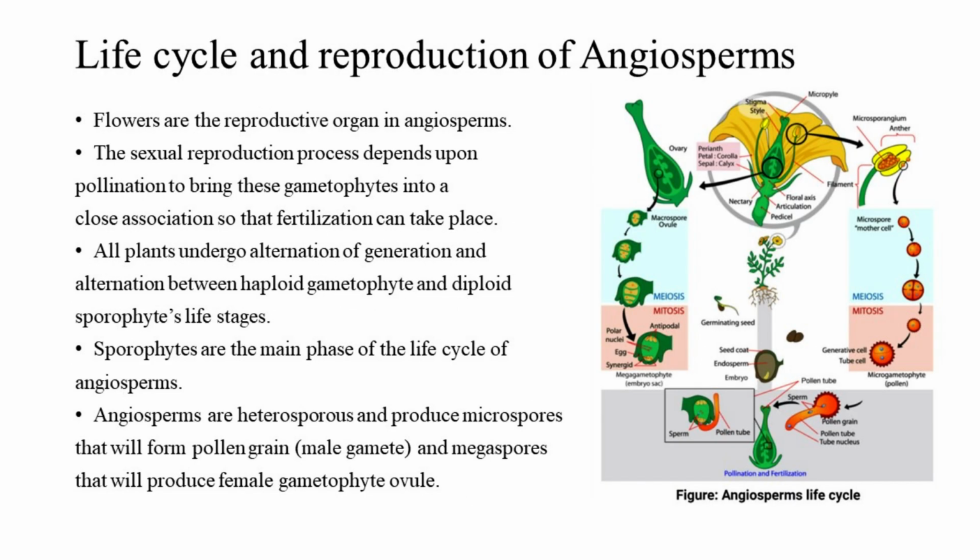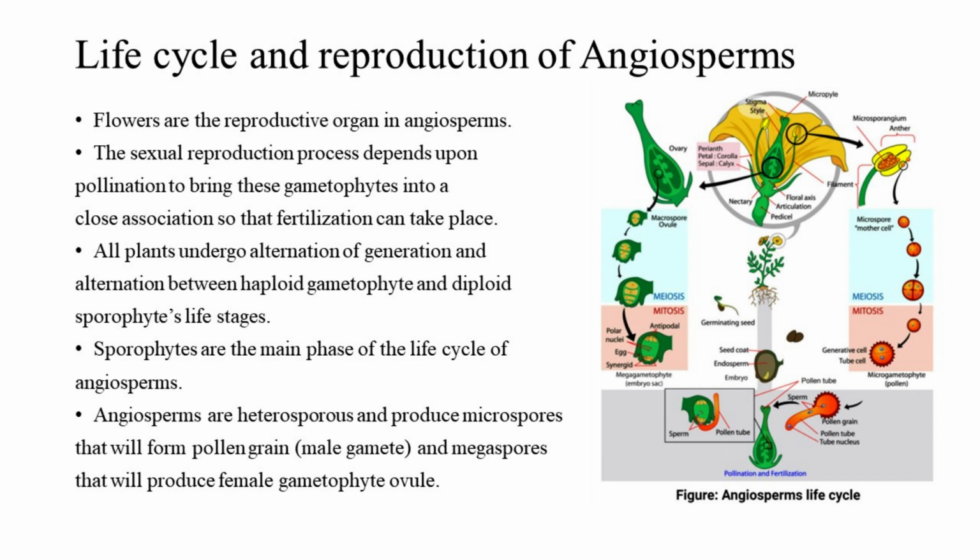Life cycle and reproduction of angiosperms. Flowers are the reproductive organ in angiosperms. The sexual reproduction process depends upon pollination to bring these gametophytes into a close association so that fertilization can take place. All plants undergo alternation of generations, alternating between haploid gametophyte and diploid sporophyte life stages. Sporophytes are the main phase of the life cycle of angiosperms.